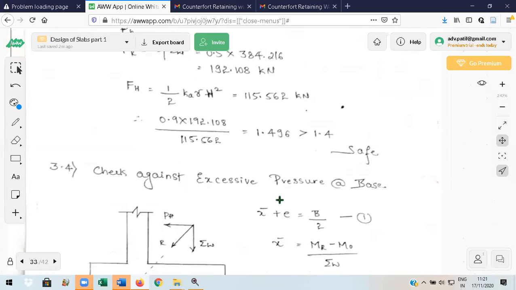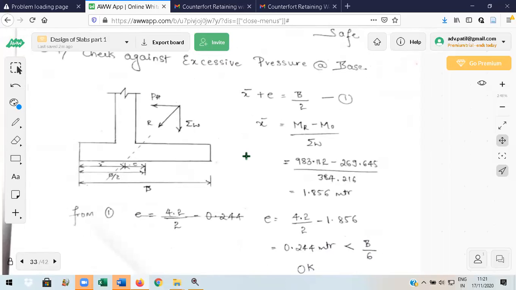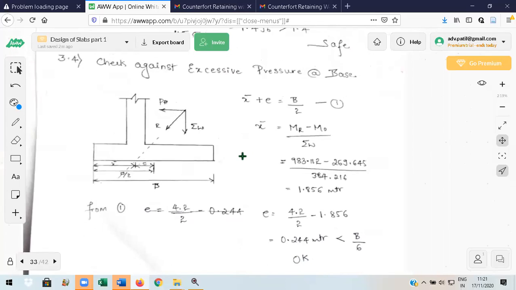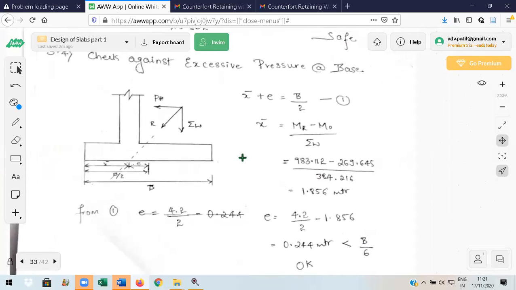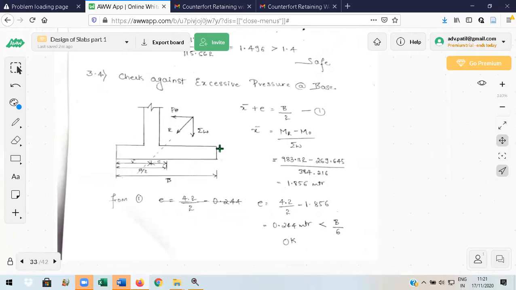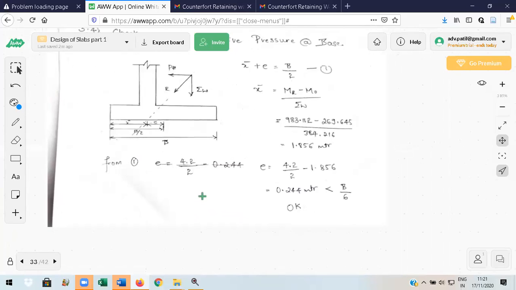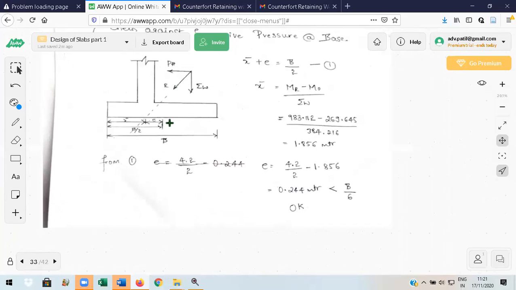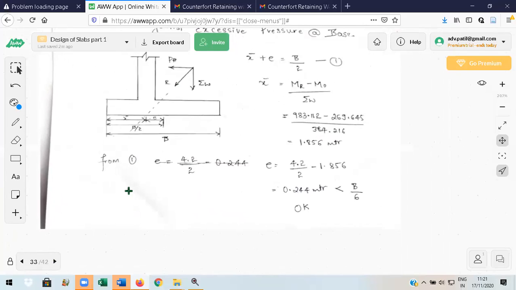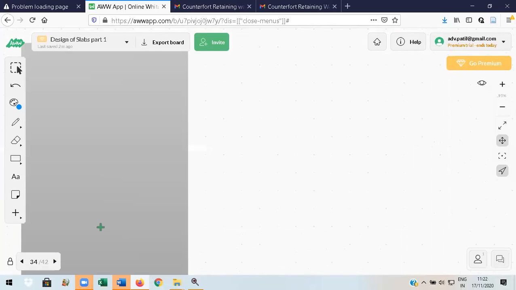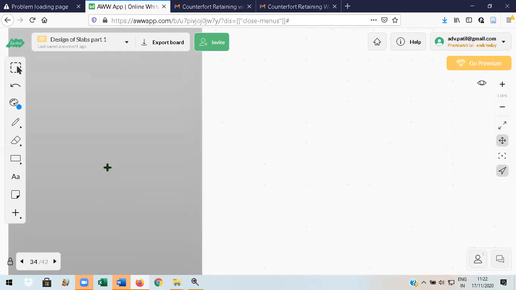Next is the check against excessive pressure. So I will stop it here. Actually, the remaining things I'll share in the notes. You go through that one and you may follow it. Otherwise, some other time I'll repeat the remaining portion. This is the check against excessive pressure. If it clears this check also, then only you should start the RCC design part.